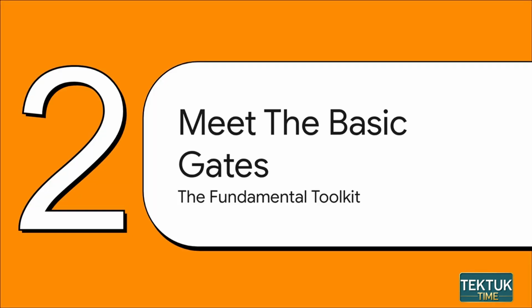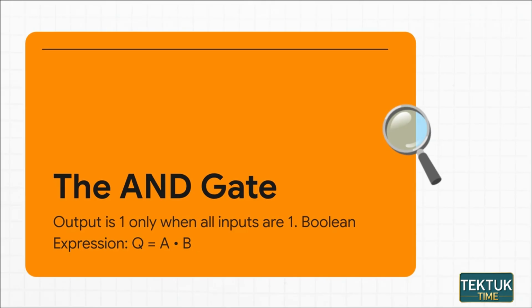All right, it's time to meet the team. Now, there are a bunch of different logic gates, but they're all really just combinations of three super simple fundamental ones. You can think of them like primary colors. With just these three, AND, OR, and NOT, you can build anything. So let's get to know them. First up, we've got the AND gate. This one is the strict one.